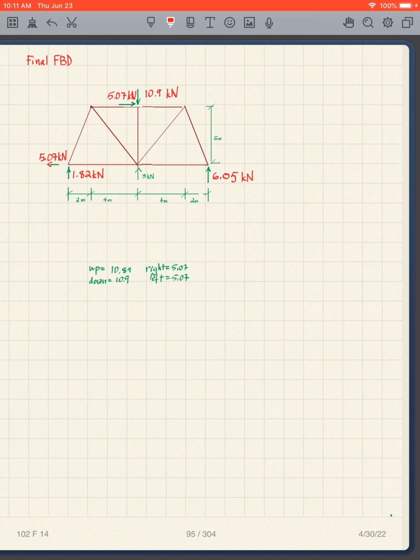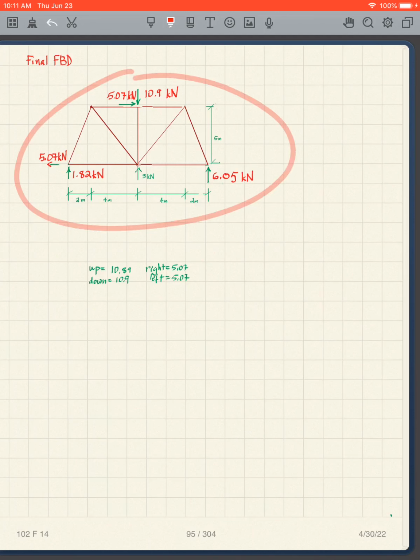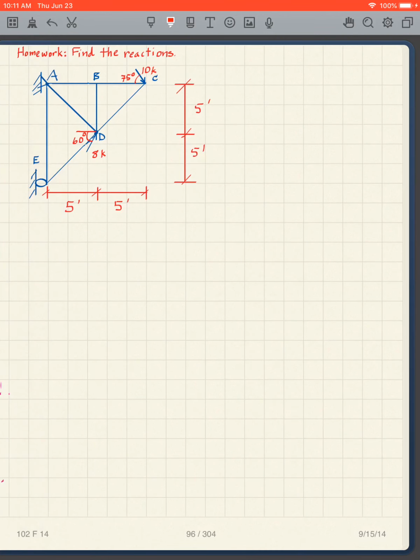So our final free body diagram, that was positive, so we don't change the arrow. That was positive, so we don't change the arrow. This one was negative, so we flip the arrow around and it goes to the left. We can do our check. What do we see? Up and down are equal. Right and left, it's not a real check, but we want to make sure that we can look at the figure and find that what's going to the right is equal to what's going to the left, and those are also equal.